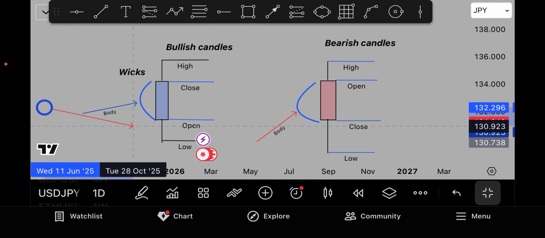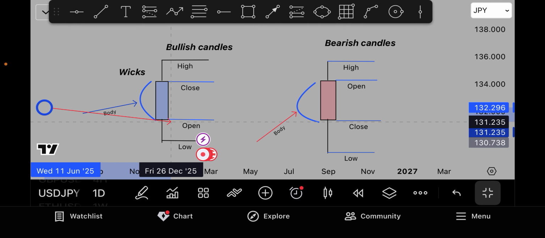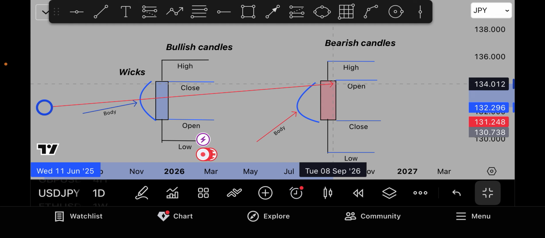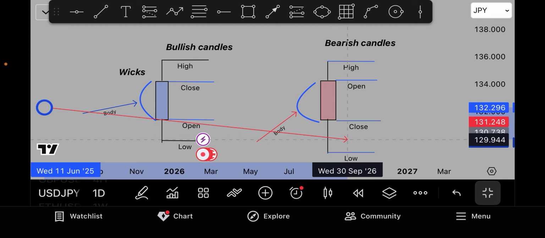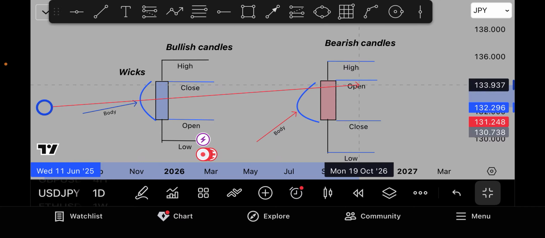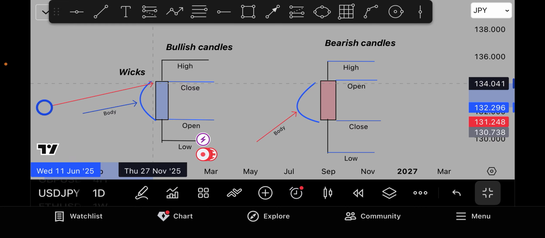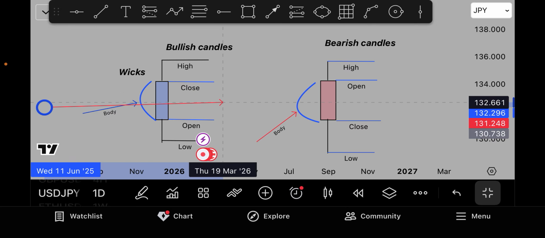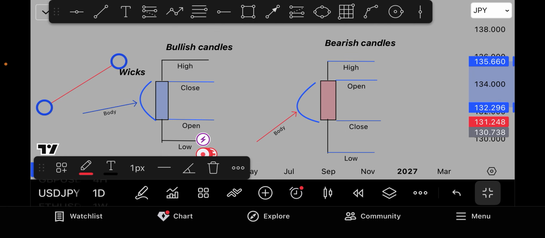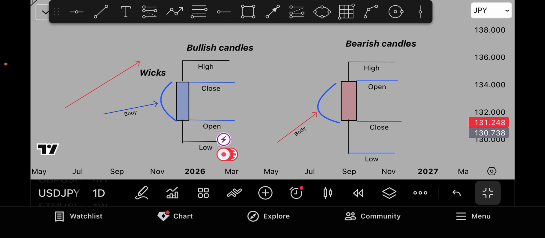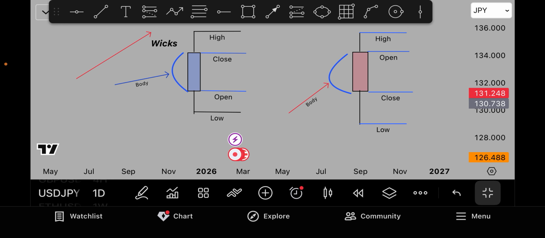Now, with bullish candles, of course, they start at the bottom and then they rise up. Bearish candles open at the top and they push down. They open at the top and they close at the bottom. Notice how we open at the bottom and we close at the top. Okay? Simple. Very simple.